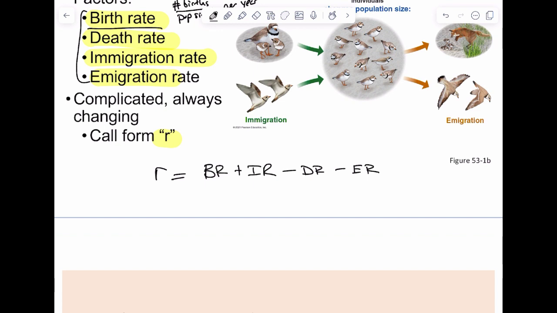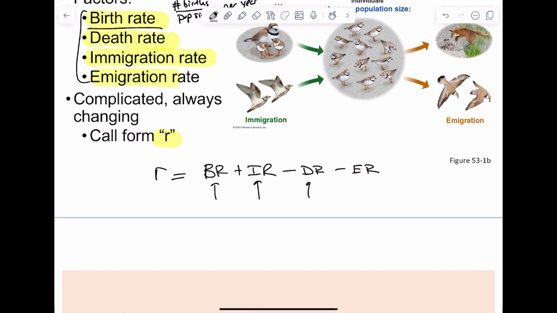It's easy. I just need to take all those factors into account. And if I do that, I can calculate R. The problem is, I know the number of births after the fact. I look backwards and I can tell you how many births there were last year. I can't tell you how many of the births there are right now, but I can tell you what there used to be. I can tell you what the immigration rates were last year, but I can't tell you what they are right now.